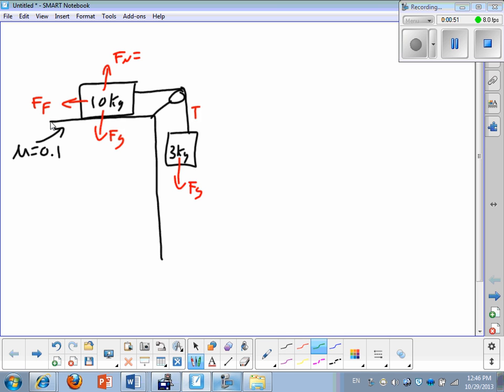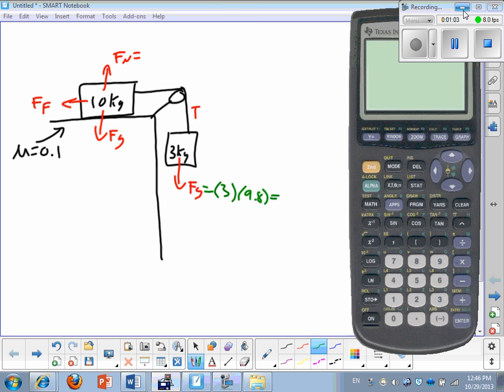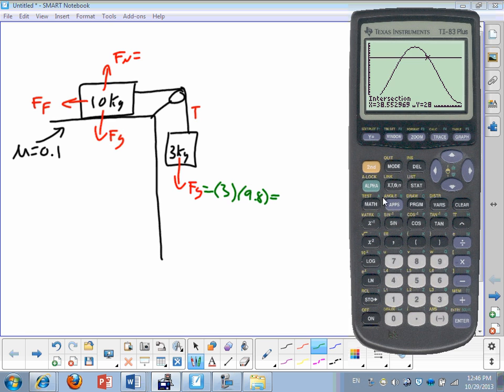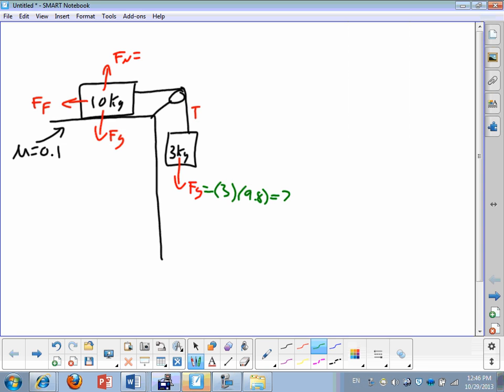If I were to calculate some of the things that I could figure out from here, the force gravity on the 3 kilogram object is 3 times 9.8, which is 29.4. Force gravity on this one was 10 times 9.8, which is 98 newtons. Force normal, 98 newtons.